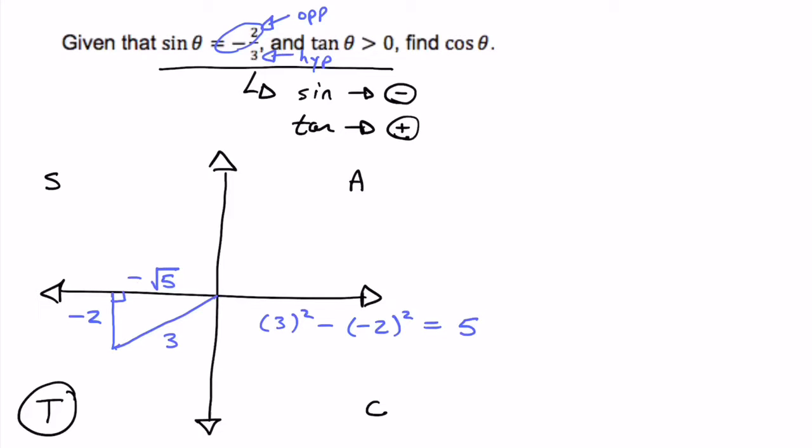So this length is root 5, but because it's going to the left, it's going to be negative root 5. So then cosine is adjacent over hypotenuse. The adjacent side is negative root 5, and the hypotenuse is 3.